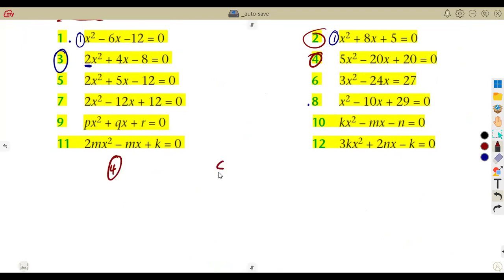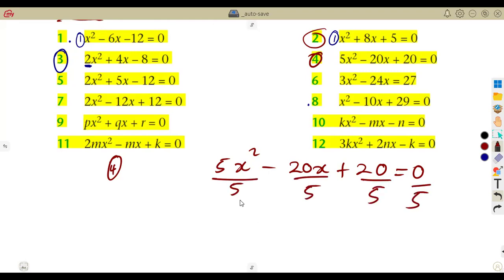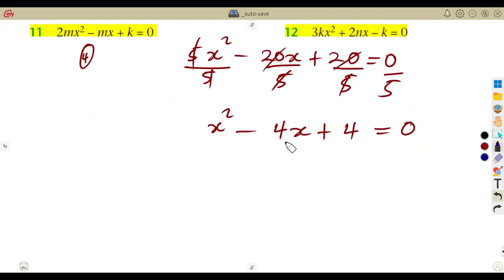It's the same thing as what we have on number 4. This is given as 5x squared minus something, equal to 0. So we can simply divide each and every term by 5. This is what you're going to have: a minus 4 and a plus 4, which is equal to 0. And so I want you to try those other questions.